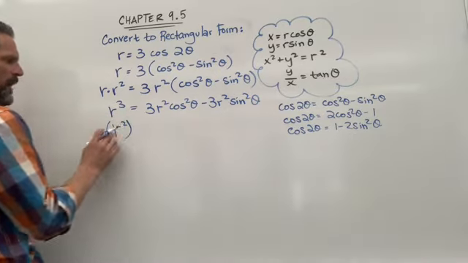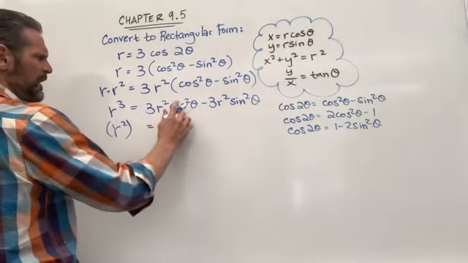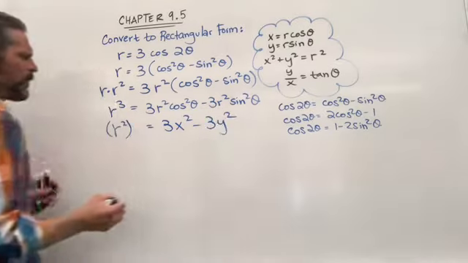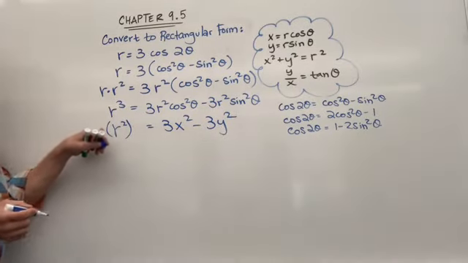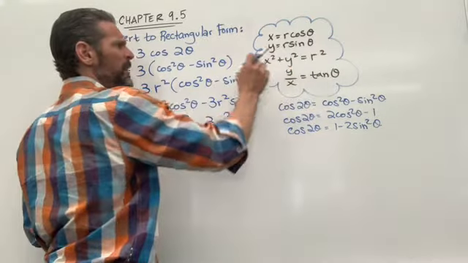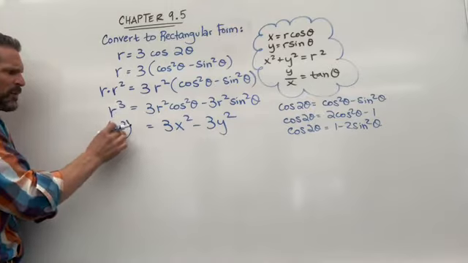Let me hold off on that. It gives us r squared is equal to 3 x squared minus 3y squared. Now, why did I write this as r squared? Because I'm obsessed with r squared. If I can get an r squared, then I can write x squared plus y squared. But this is not r cubed.